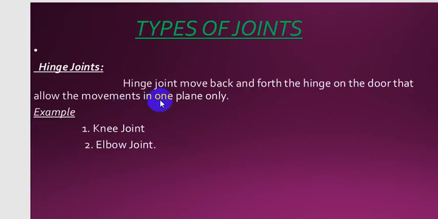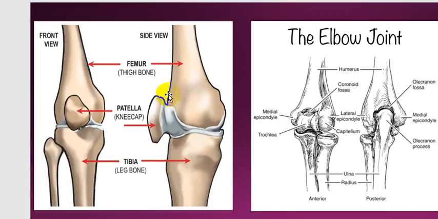The hinge joints move back and forth, just like the hinge on a door that allows the movement of the door in a single plane. So one can say it is a joint which makes movement in a single plane, or unidirectional. The examples are the knee joint and the elbow joint, and you can see from these: this is the joint of the knee, and this is the joint of the elbow.